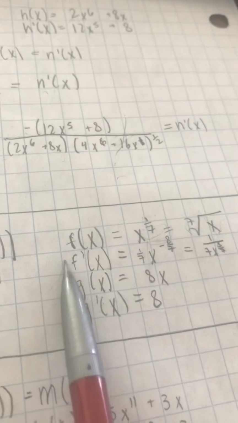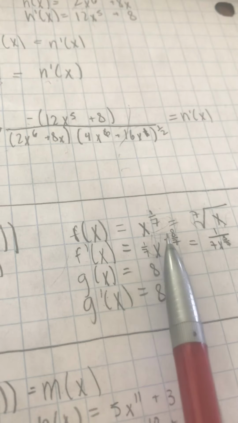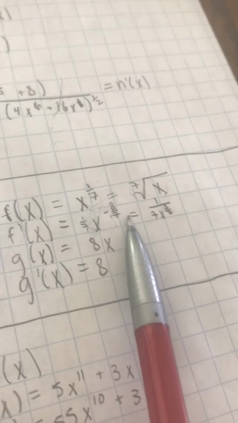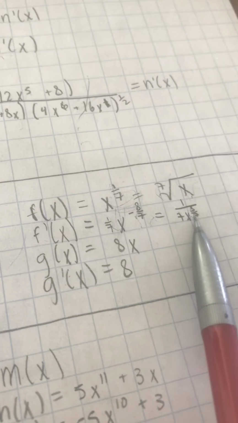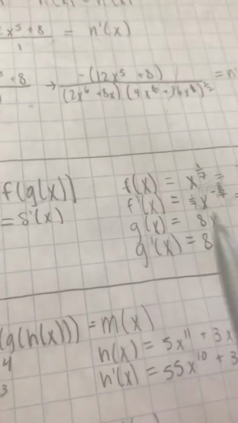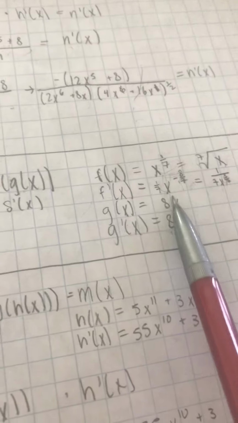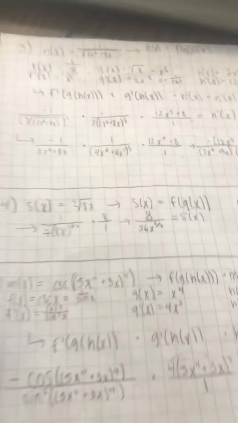So f prime of x is equal to 1/7 x to the power of negative 8 over 7. And then I made that a fraction, so that way I didn't have the negative exponent. So that's 1 over 7x to the power of 8/7. And then g of x is 8x, which is right here, so g prime of x is 8, because the x is to the power of 1, you take away the 1, and then it's just x to the power of 0.